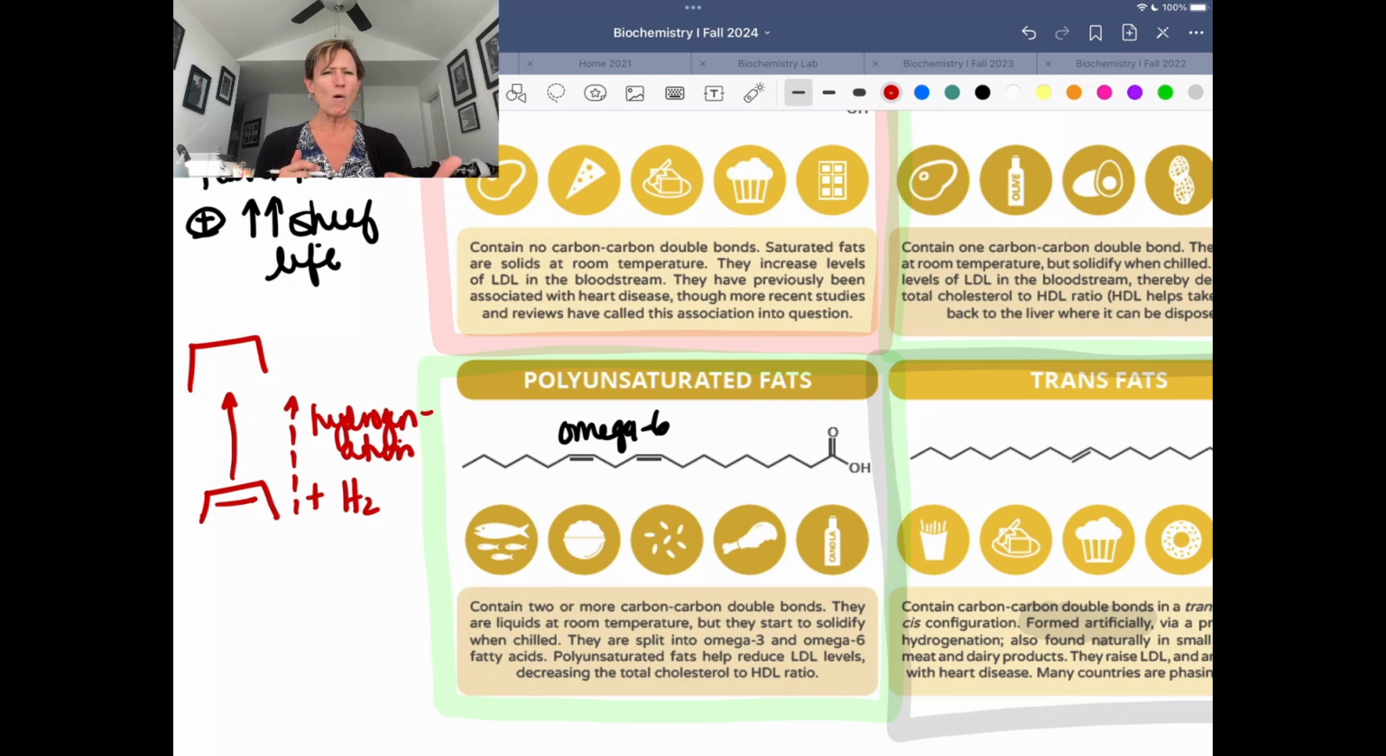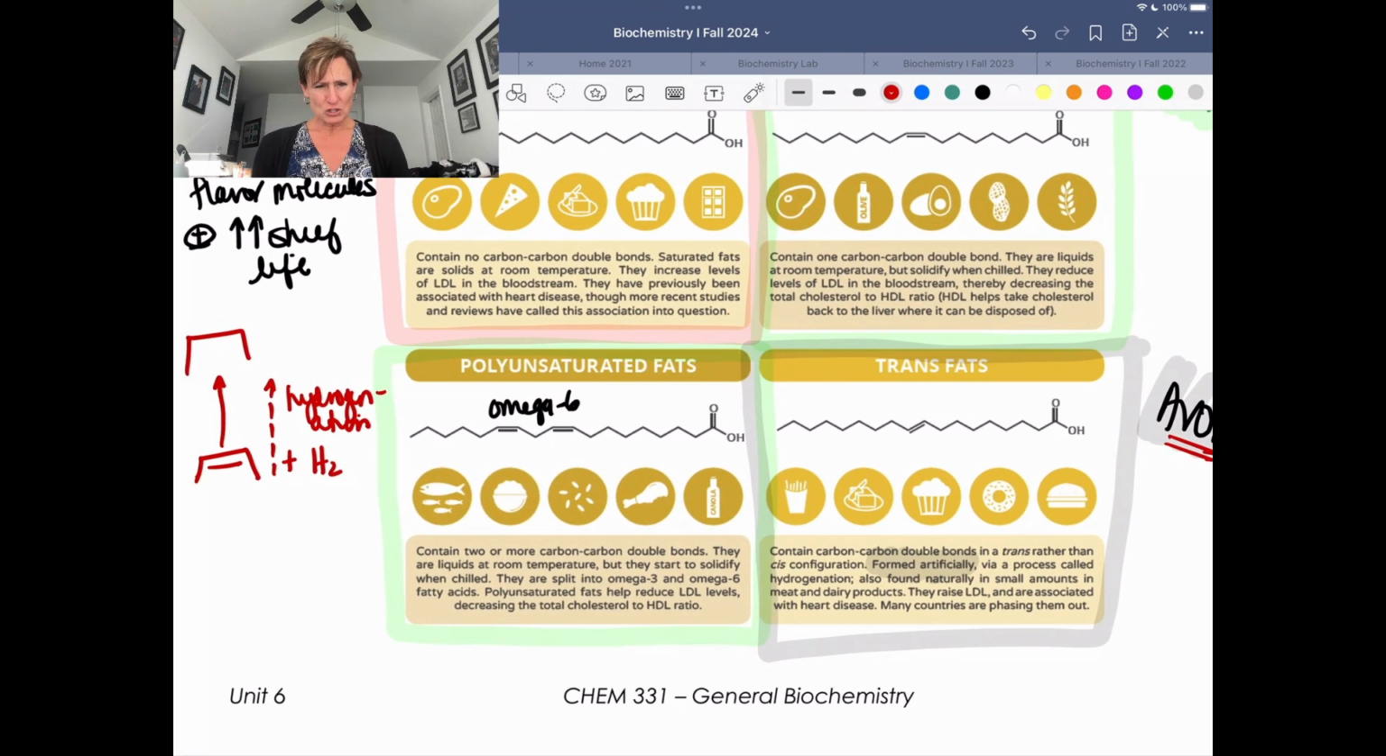Okay. Now, the problem is you don't want to do this too much, right? Because if you blow away all of the double bonds and make all of these fats saturated fats, you're really going to have too high of a melting point, and it's going to have that waxy consistency and feel in your mouth. And that's not really good from a mouthfeel standpoint. So the solution was chemistry figured out how to do what we call partial hydrogenation.